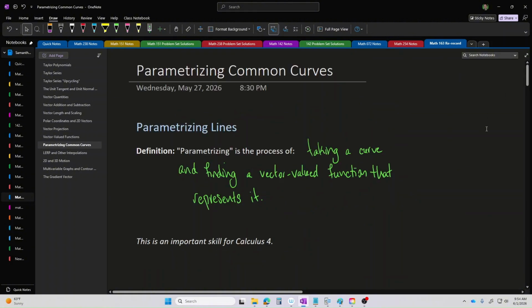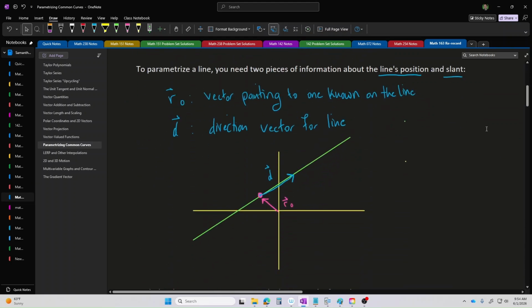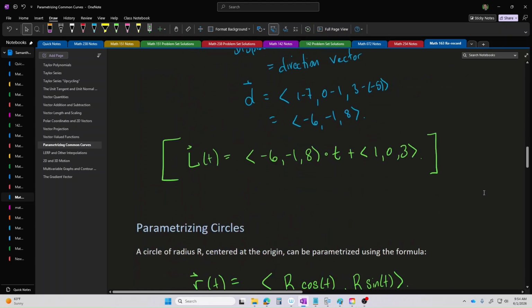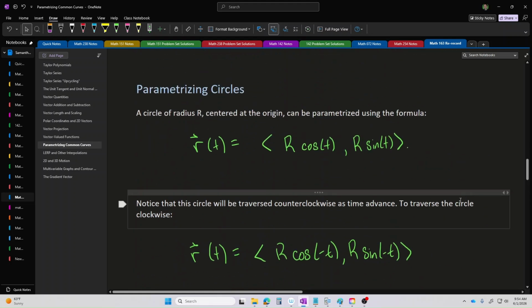That concludes this lesson. Today we learned how to parameterize common curves. If you're parameterizing a line, then all you need to know is a direction vector for the line and one point on the line, data about the line's position and about the line's slant. If you have that data, then you can parameterize the line using the formula direction vector scaled by t plus r sub 0. If you want to parameterize a circle of radius r centered at the origin, you can use the formula r times cosine of t, r times sine of t.